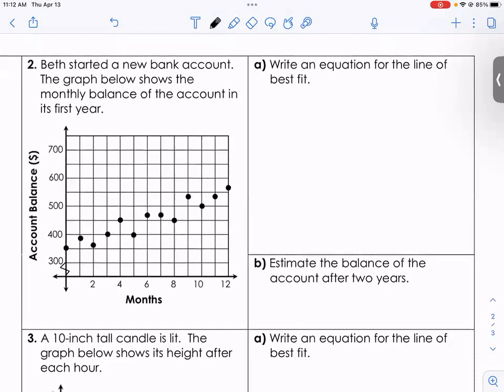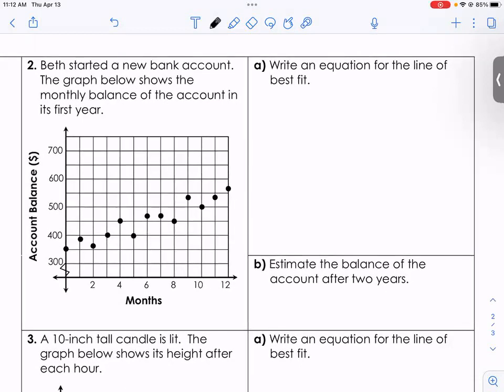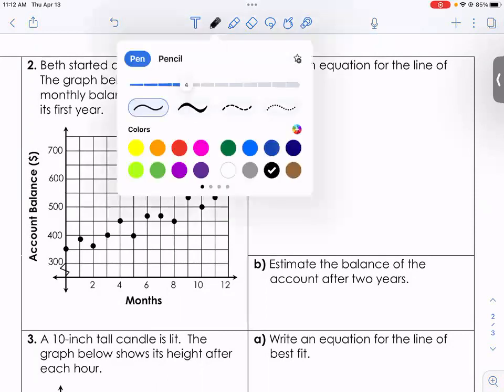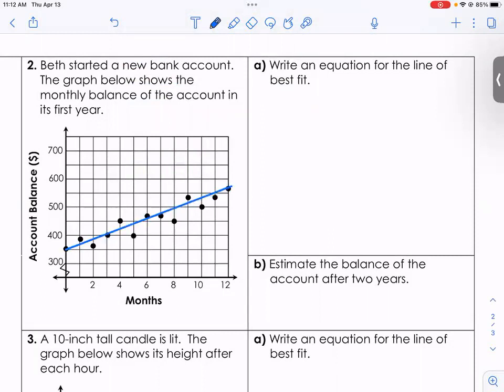Okay, so question. Does this data have a relationship? We have a positive relationship, okay? So we need to draw a line that goes through some points. Like that one, right there? Does that look good? If I draw that line, are we splitting the data? Okay, let's draw that line.